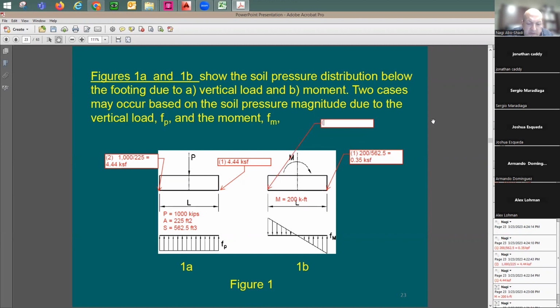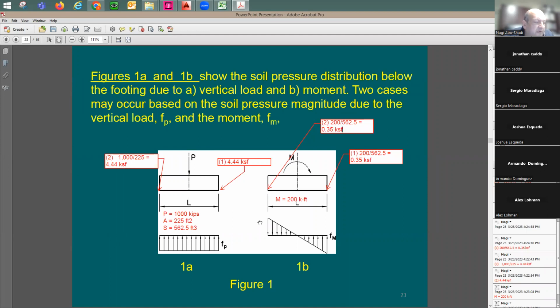So I'm going to call this 0.2. How can I do this? You can say this value is the same as this value, because in this load case I don't have any axial load, just the moment. I'm trying to simplify it here. So it's going to be equal to 200 divided by 562.5, which is equal to 0.35 KSF.